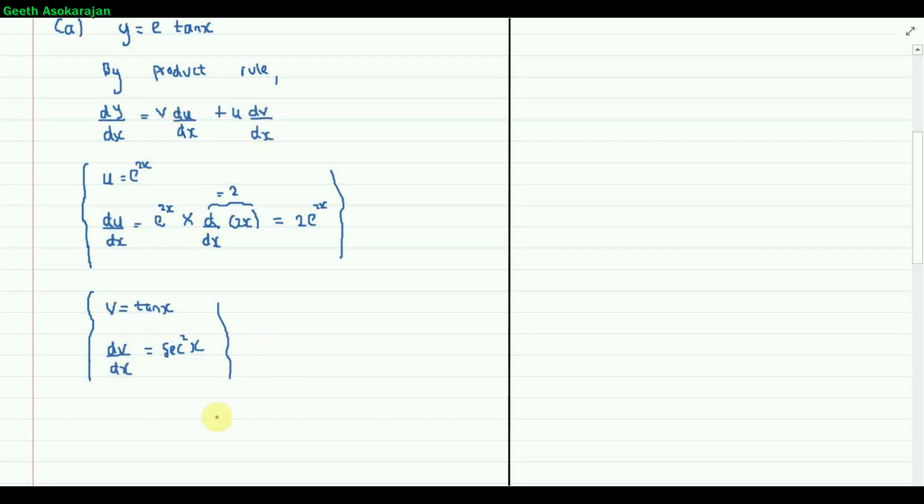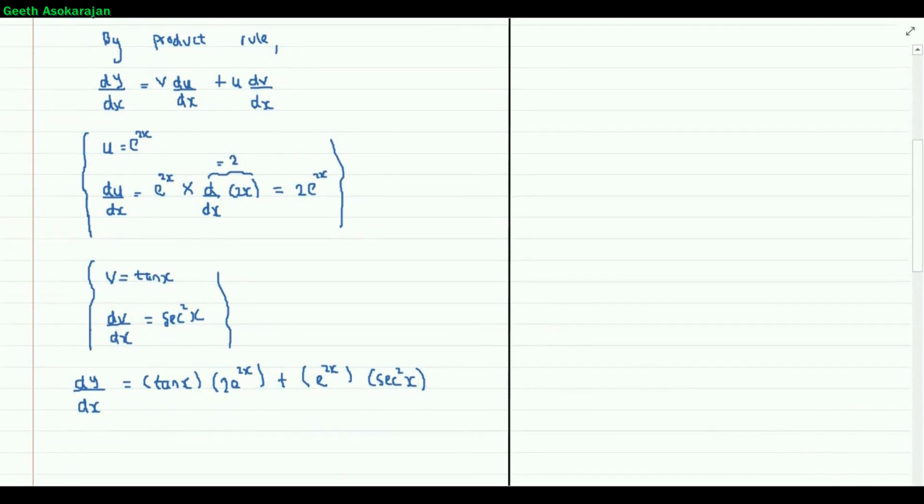So I have du over dx, I have dv over dx, we have u and v. Let's replace in our product rule. So dy over dx is equal to v. v is tan x, so let's replace it by tan x, multiplied by du over dx. du over dx is 2e to the 2x, so 2e to the 2x. Plus, according to the rule, u in this case is e to the 2x, multiplied by dv over dx, and dv over dx is sec squared x. So multiply by sec squared x.